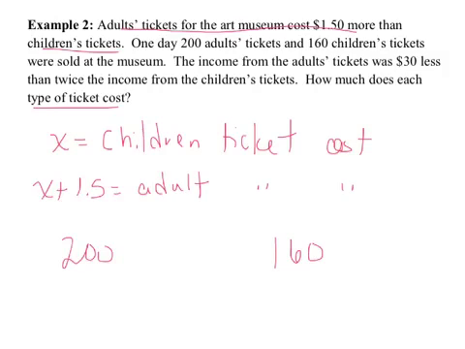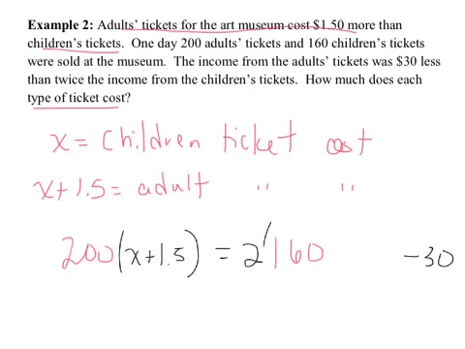We're told that the income from the adult tickets was 30 less than twice the income from the children's. Well, the income from the adults would be the number of tickets sold for adults, 200, times the cost per ticket. That's the adult ticket income. And we're told that it's 30 less than twice the income from the children's tickets. Let's go over this one step at a time.